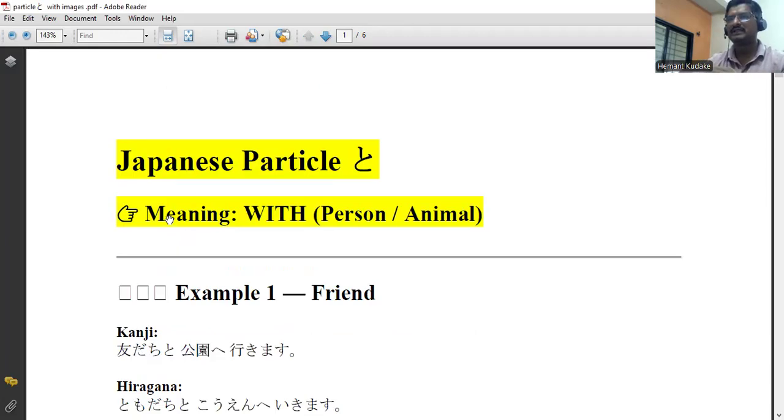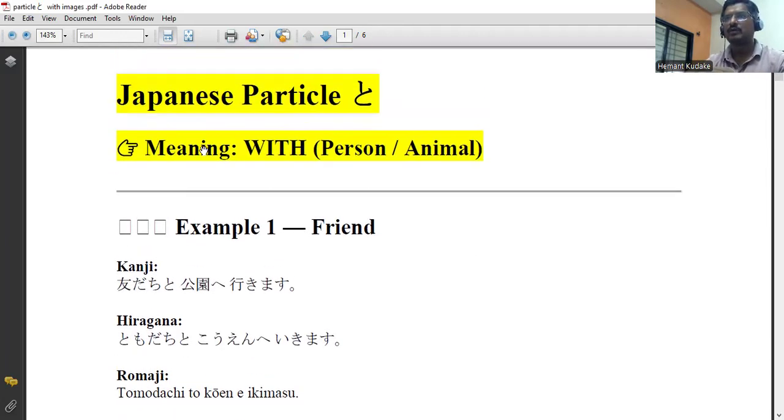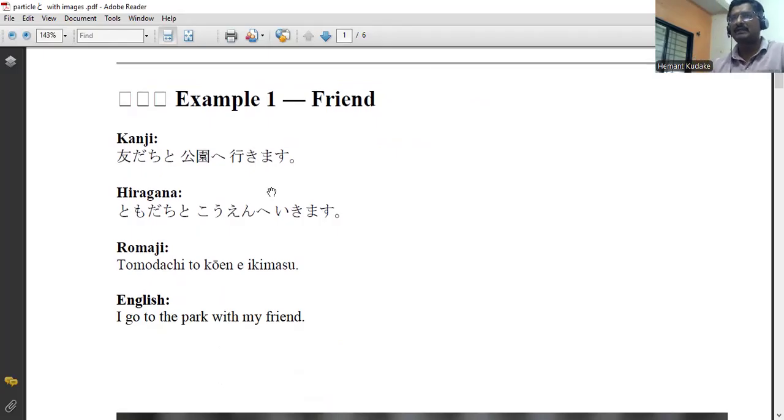Okay. So if you can see here, particle "to". The meaning is "with" if you add particle "to" to a person or animal. So these are a few examples I have added. I have made the notes in kanji, hiragana, romaji, and English as well. Tomodachi means friend, and if you add "to", tomodachi to means with friend. Koen e ikimasu. Koen is a park. Tomodachi to koen e ikimasu means I go to the park with my friend. So here the particle "to" means with.